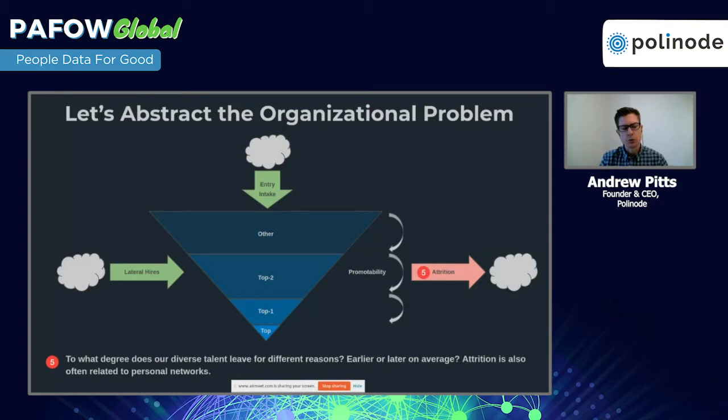And attrition, to what degree does our diverse talent leave for different reasons, earlier or later on average? And so attrition can also be viewed as a network question because it's also related to personal networks. And there is an impact in terms of if somebody that I'm connected to leaves, then that has an impact on the probability of me leaving as well.